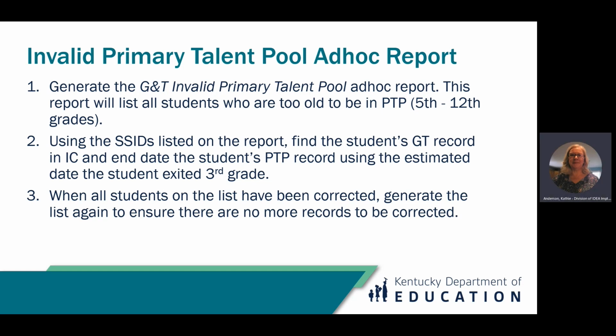So first begin by generating the G&T Invalid Primary Talent Pool ad hoc report. This report will list all students who are too old to be in PTP. This means students who are in 5th through 12th grade. Using the SSIDs listed on the report, find the student's GT record in Infinite Campus and end date the student's primary talent pool record using June the 30th and then the estimated year the student will end their 3rd grade year. When all students on the list have been corrected, generate the list again to ensure there are no more records to be corrected.